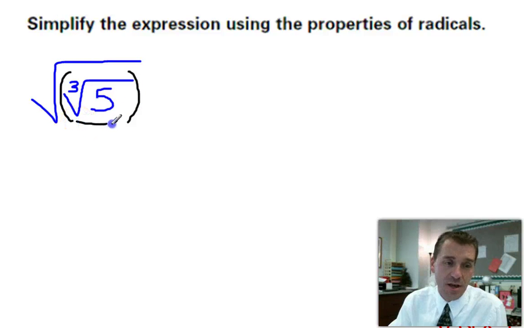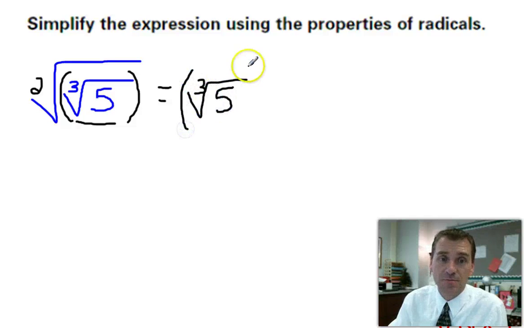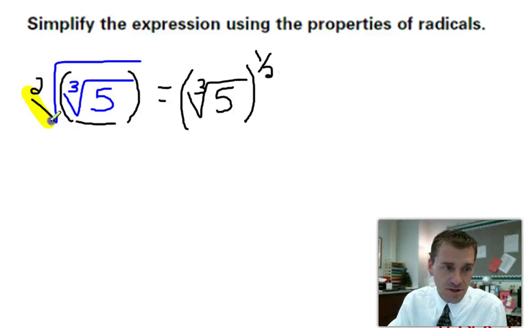I'm going to keep this as a cube root of 5, but I'm going to take the square root and I'm going to write it as this. You'll see, and it'll make complete sense. It's the cube root of 5, but all of that is being raised to the 1/2 power. Why 1/2? Because that's what square root is. So I just took this thing right here, that square root, and I wrote it as 1/2.